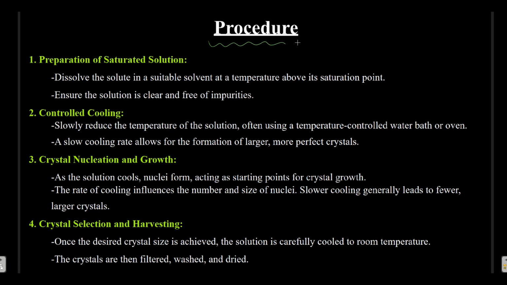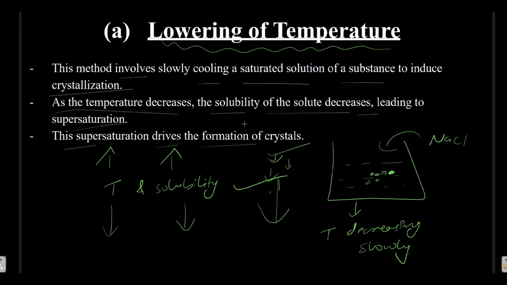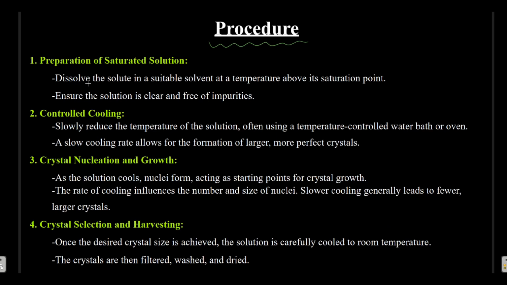Now, what is the procedure of this method? That is the lowering of temperature method. Let's see that. The procedure involves different steps. The first step is preparation of saturated solution. Here, dissolve the solute in a suitable solvent at a temperature above its saturation point. Ensure the solution is clear and free from impurities. That is the condition. Now, the next step is controlled cooling.